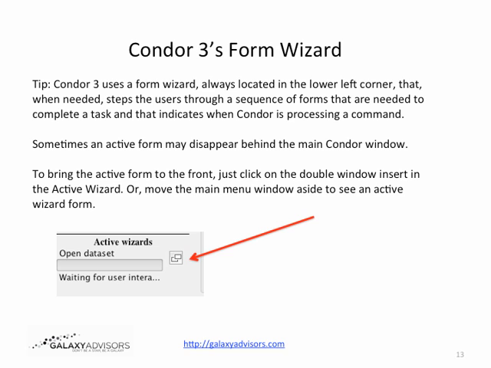Sometimes an active form may disappear behind the main Condor window. When that happens, to bring the active form to the front, just click on the double window insert that I have the red arrow pointing to in the Active Wizard, or move the main menu window aside to see the Active Wizard form. So occasionally it gets trapped behind the main window, so just grab the title bar, move it to the side, or double click that little insert window and bring it to the forefront.